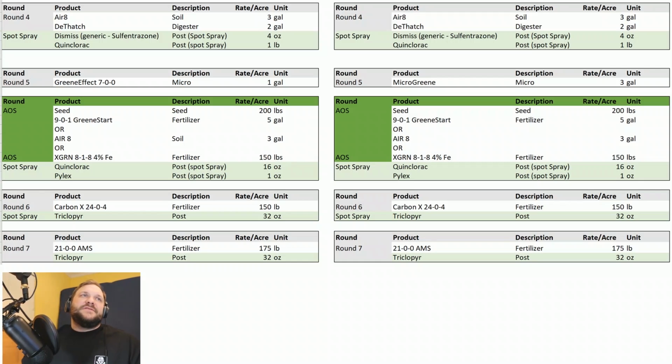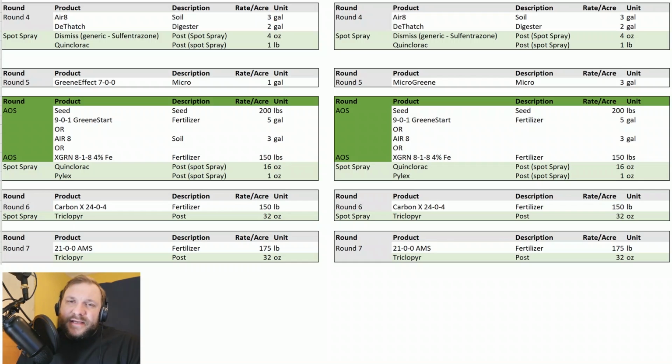Then as we move into the second half of the season, you can see how this looks, right? So I like this. You start moving into the dog days of summer. I like the dethatch product right there to give you that digest and chew things up. And I really like Air 8 right there too. You could even move Air 8 into round 3. I also like Air 8 in round 4.